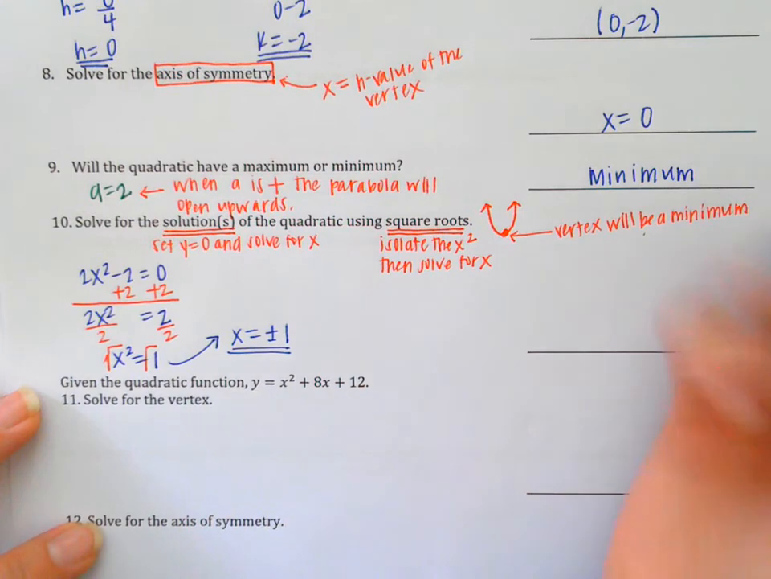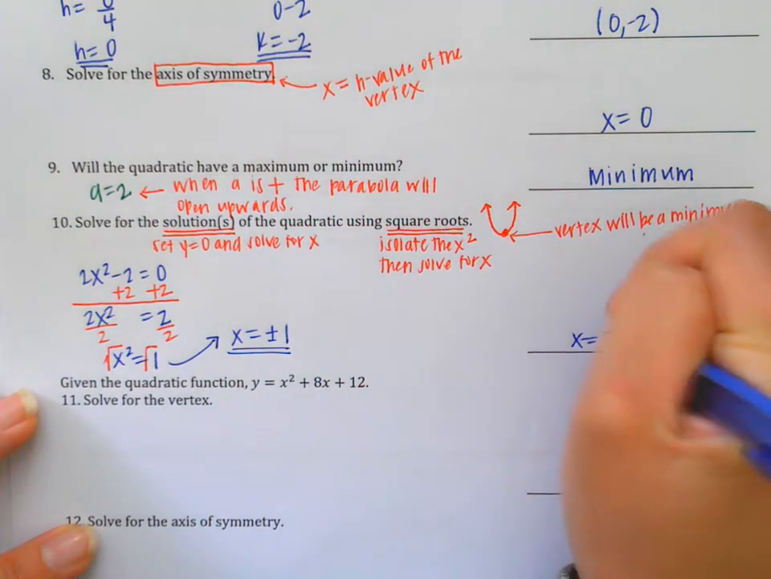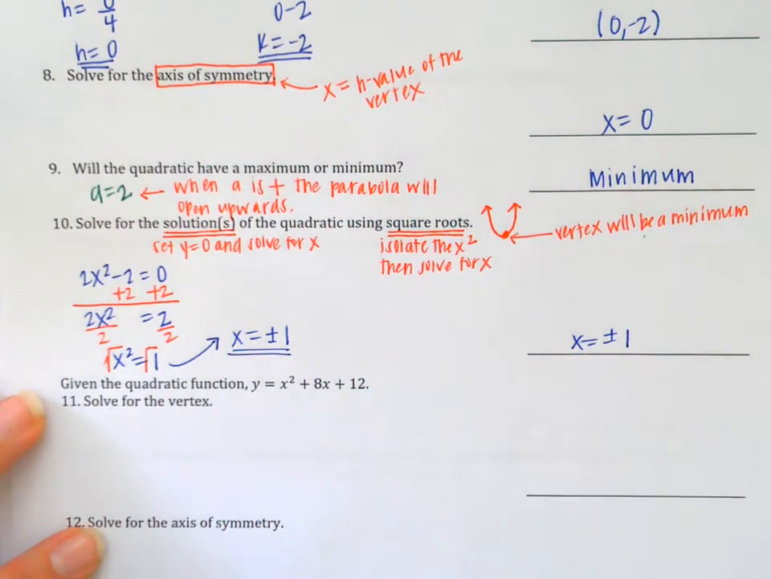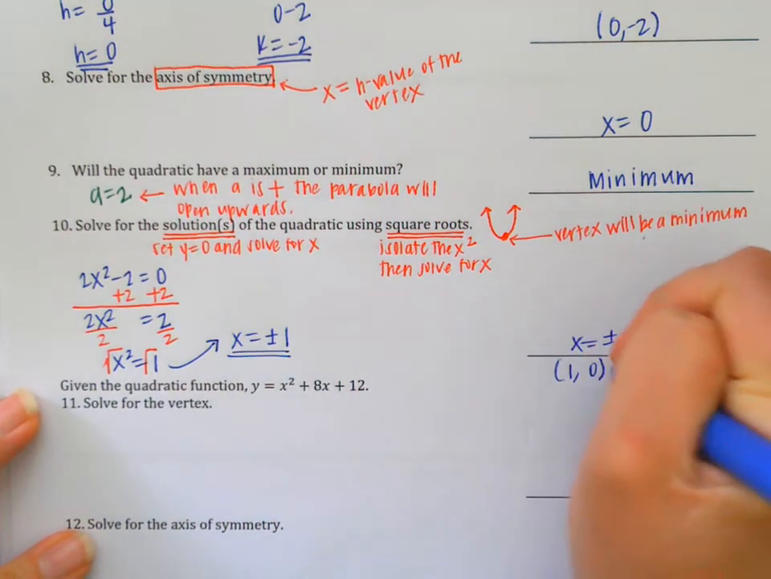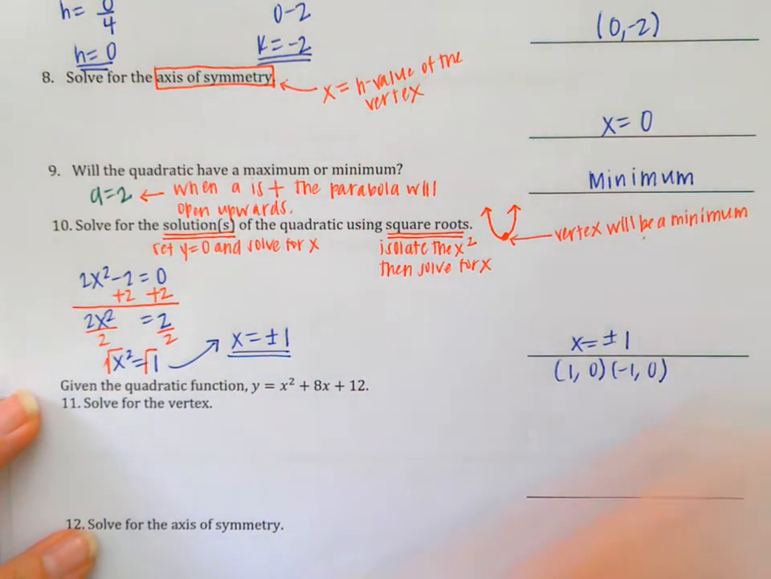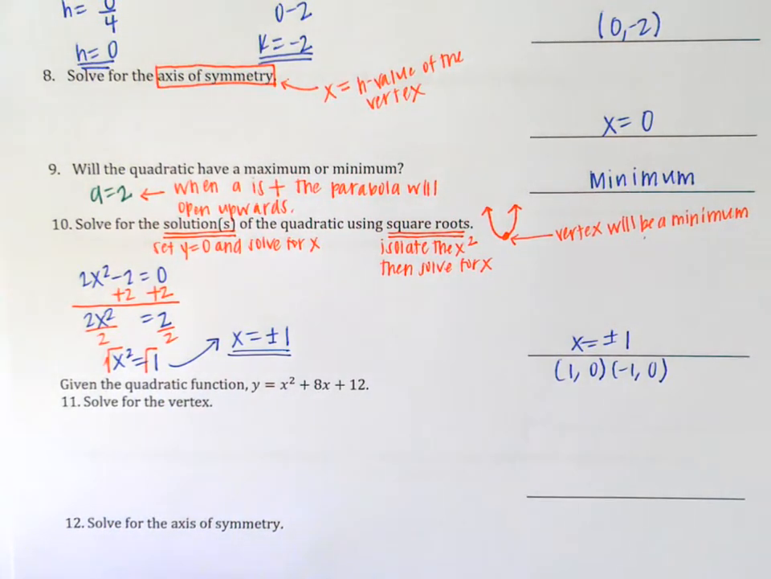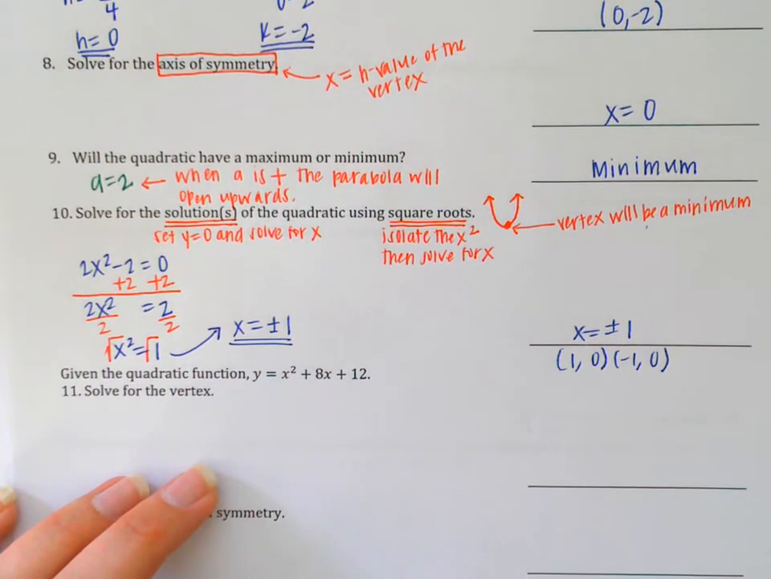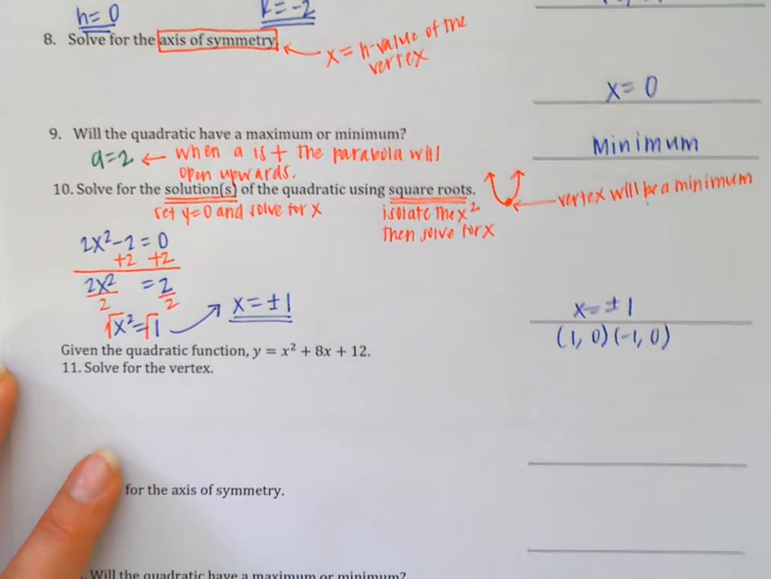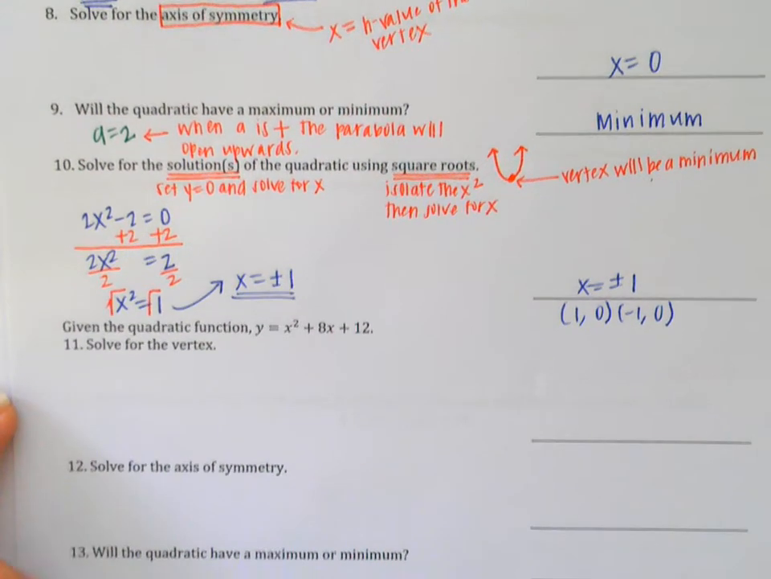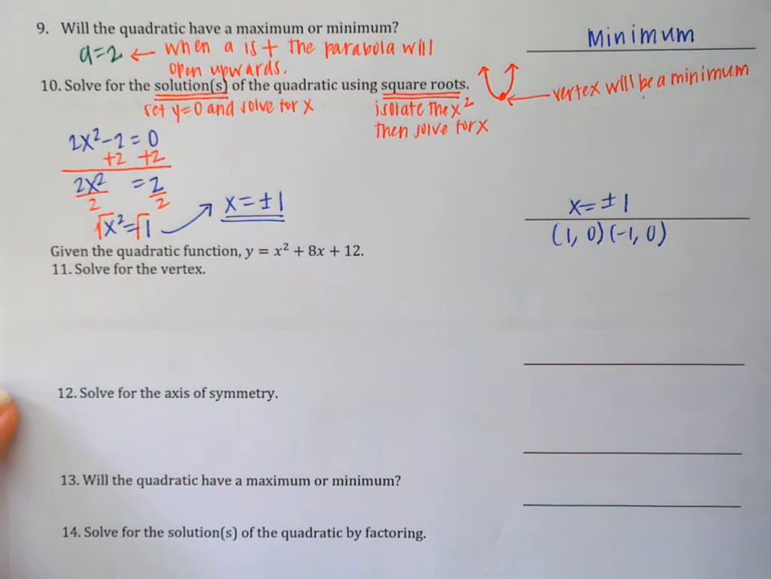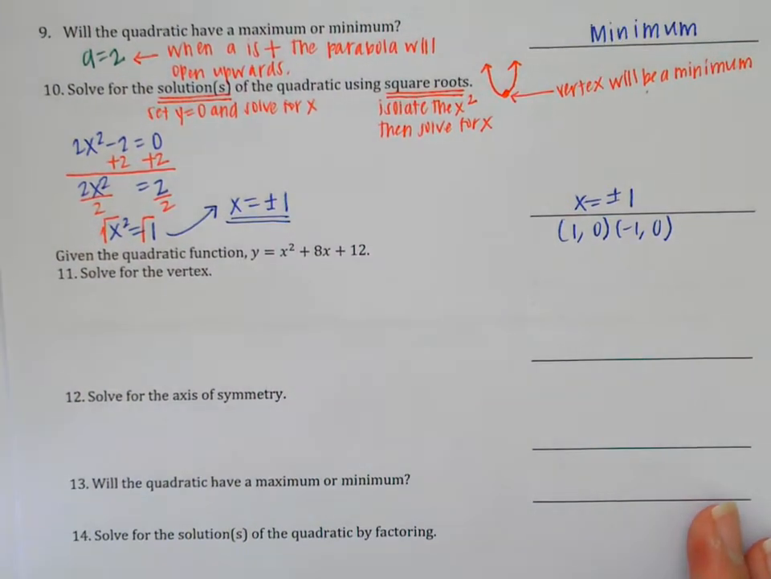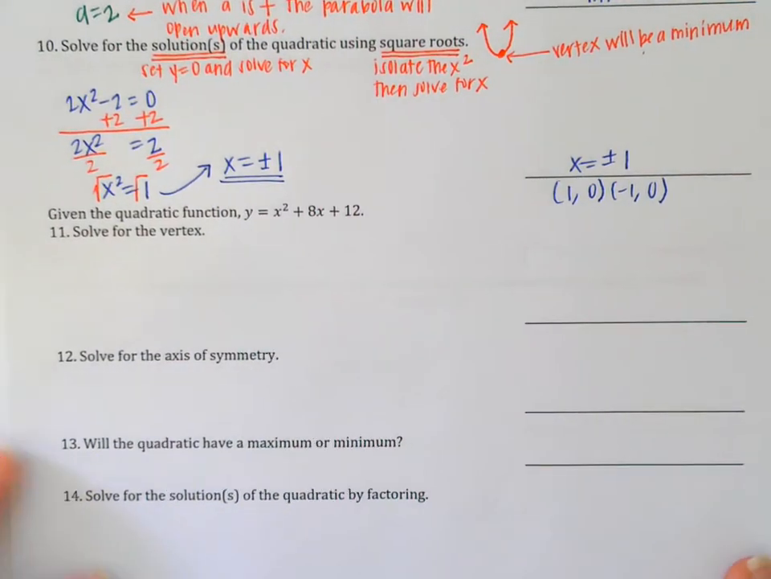So you can either write it as x equals plus or minus 1. You could write it as the ordered pairs, 1, 0, negative 1, 0. However you feel more comfortable writing it is totally fine. Okay, so let's move on to the next section, and then we'll pause the video there and pick it up with a new video.